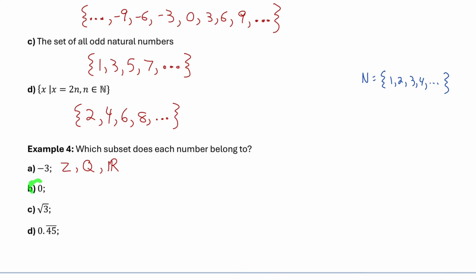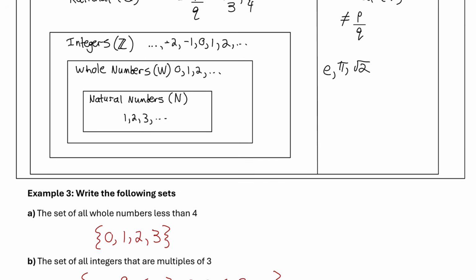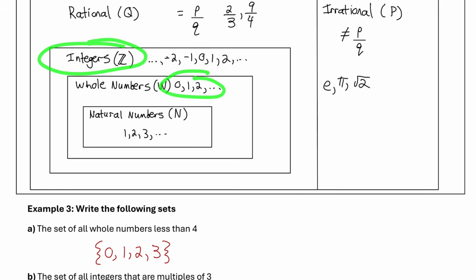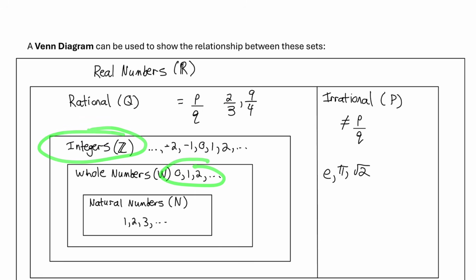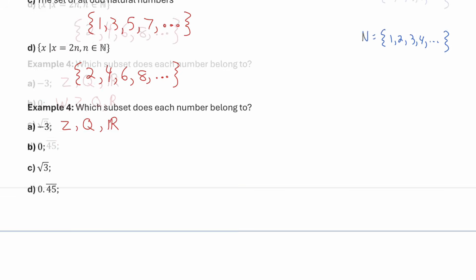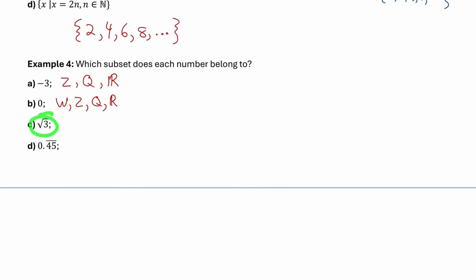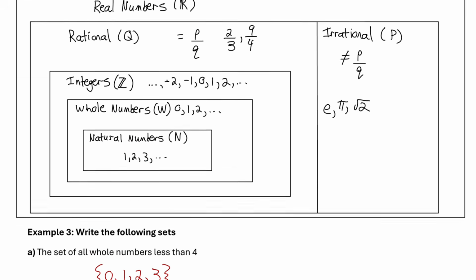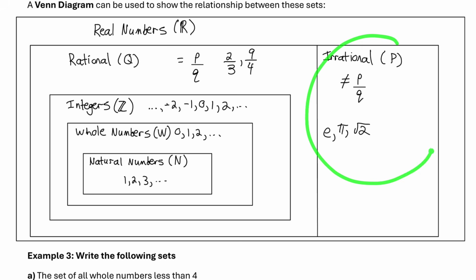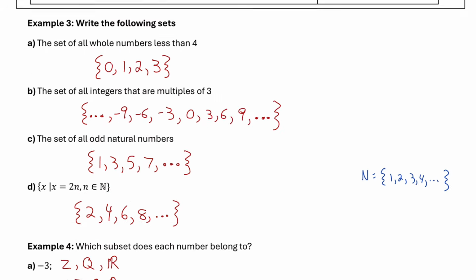Part B is the number 0. 0 is not a natural number. Natural numbers don't include 0, but it is a whole number, which is a subset of integers. So it's also within the set of integers, and it's also within the set of rational numbers, and also within the set of real numbers. So 0 is within all of those sets. Root 3, however, is an irrational number. So it's an irrational number, meaning it belongs to this set of irrational numbers. And irrational numbers are a subset of real numbers, so it belongs to the irrational and the real numbers.